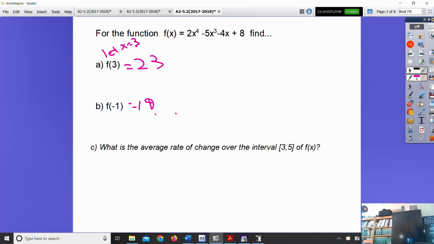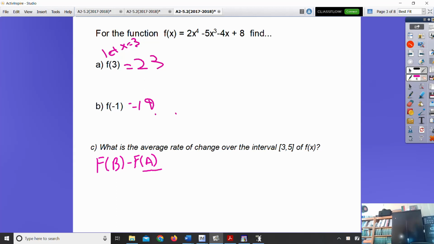If I ever give you something that big, you'll be able to use a calculator. On the basics quiz, small numbers, no, but something big, you get to use a TI-84. Part C is: what is the average rate of change over the interval of 3 to 5 of f of x? All right, so formula time. What's the formula for average rate of change? f of b minus f of a over b minus a.